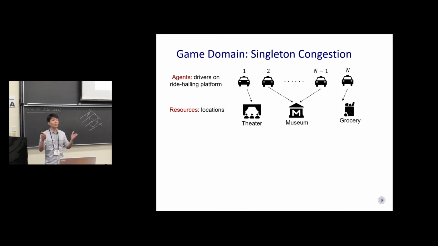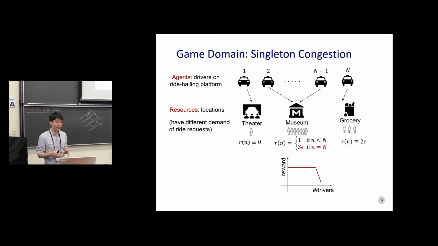So every driver is going to pick one location to go and pick up a passenger and hopefully get some reward. Right? And different locations, of course, have different demand of the ride requests. This naturally forms a congestion game, because when multiple drivers go to the same location, they will be competing for the demand, and therefore the reward will decrease as more agents come.